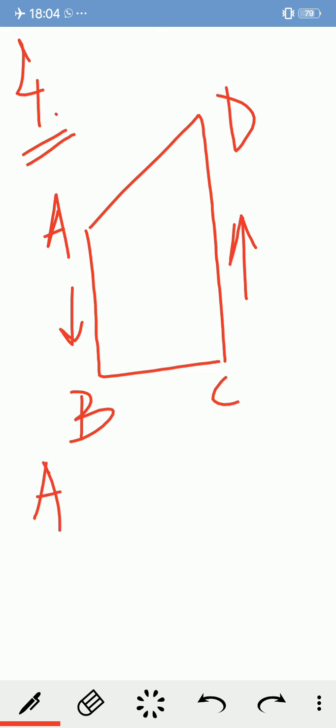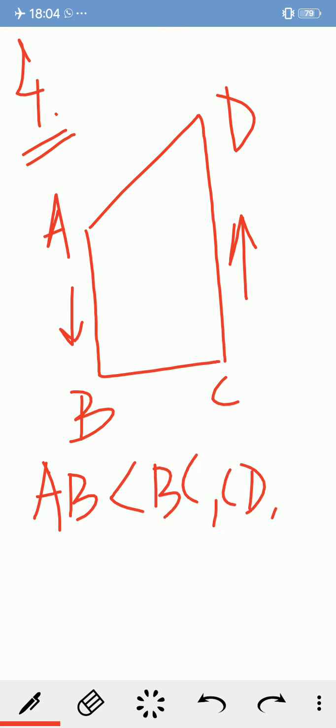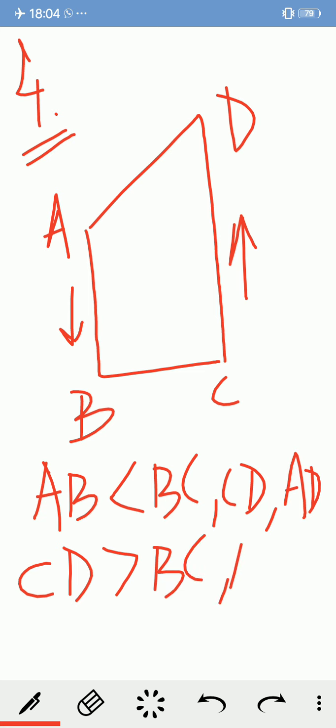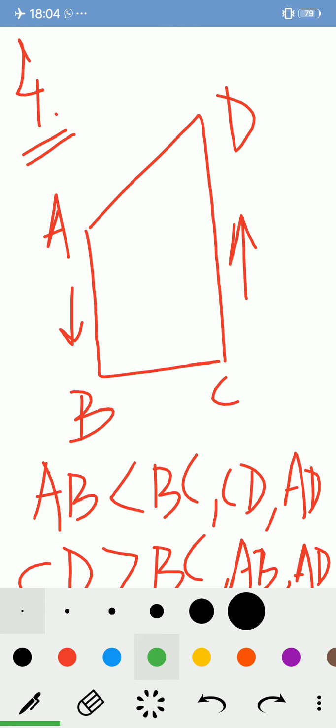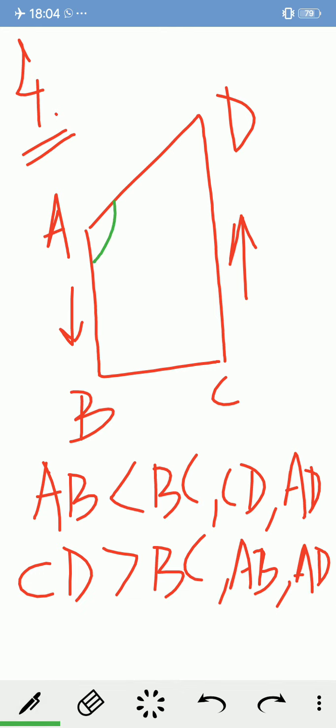That means you have AB less than BC, CD and AD because it's smallest of all, and at the same time you have CD greater than BC, AB and AD. Got it? So these are the two things which is given. Now you need to show that angle A is greater than angle C, and angle B is greater than angle D.